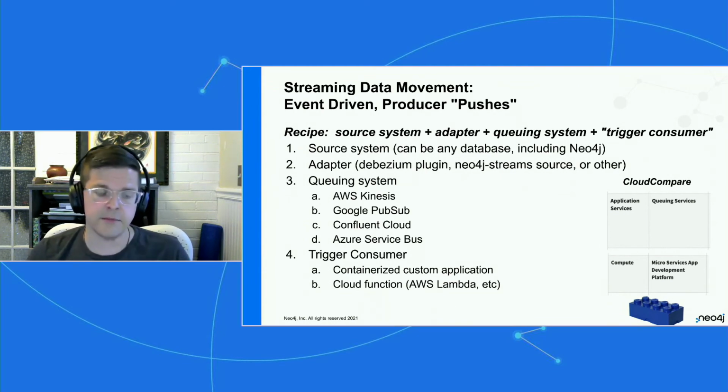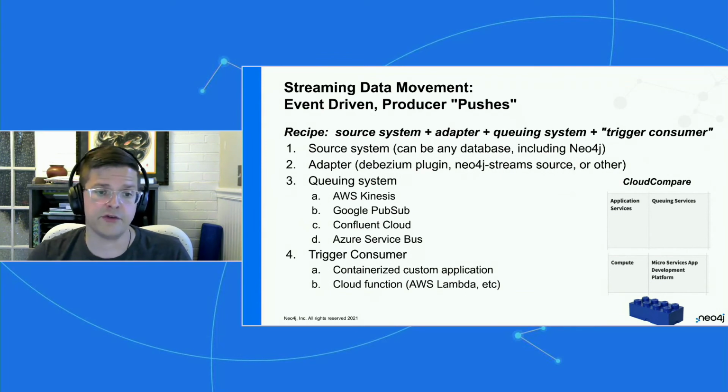Now, the queuing system, again, there's a lot of these. I've only listed 4. These are the 4 that we most often come into contact with, but they are by far not the only ones. You got Kinesis, PubSub, Confluent Cloud, which is a form of Kafka. You've got Azure Service Bus, and another one that I forgot to list is Amazon MSK, or Managed Streaming for Kafka.